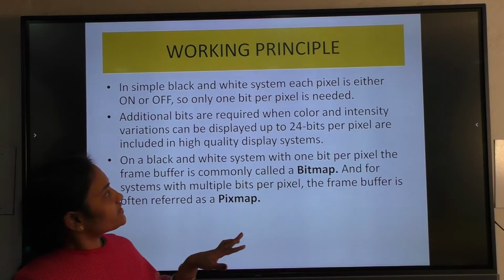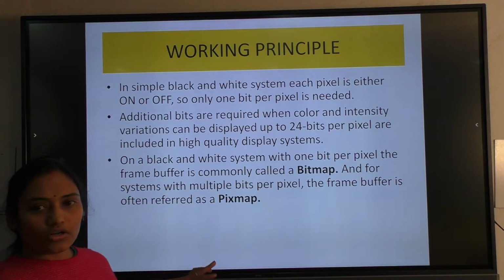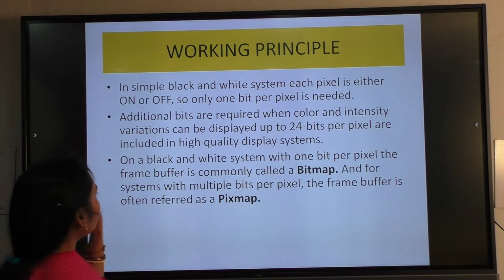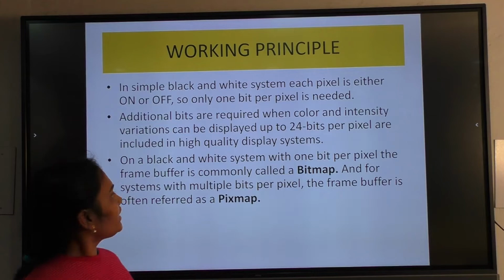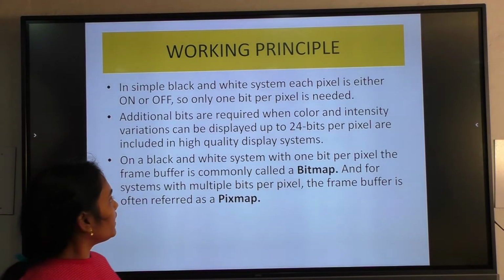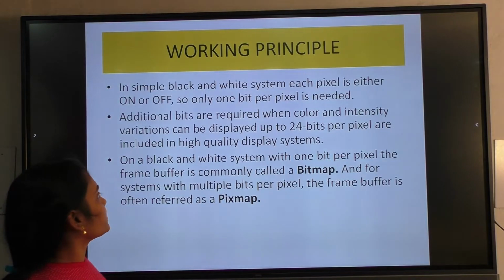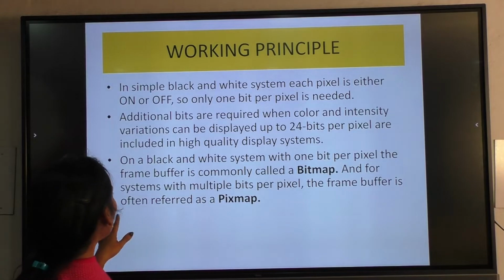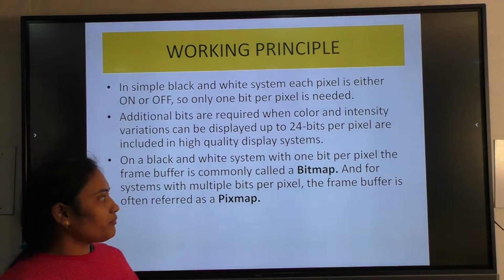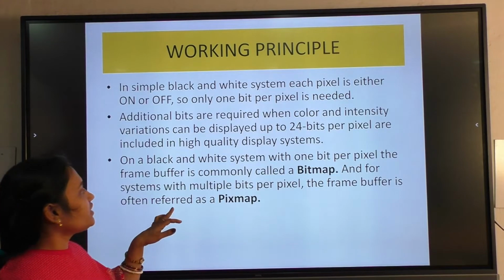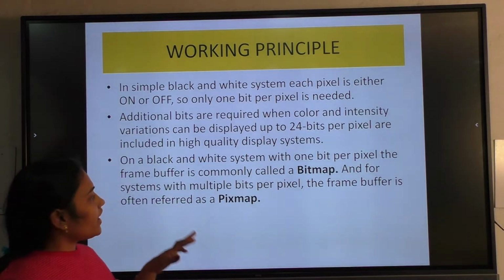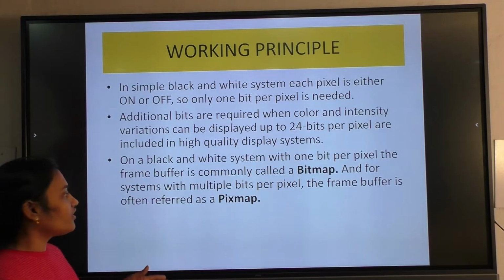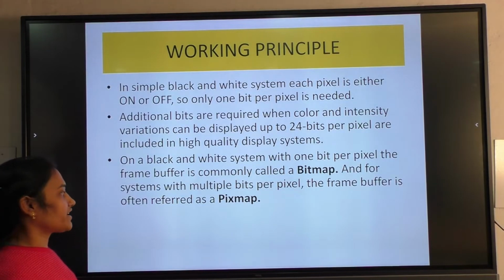In a simple black and white system, each pixel is either on or off, so only one bit per pixel is needed. Additional bits are required when color and intensity variations can be displayed. Up to 24 bits per pixel are included in high quality display systems. On a black and white system with 1 bit per pixel, the frame buffer is commonly called a bitmap. For a system with multiple bits per pixel, the frame buffer is often referred to as a pixel map or pixmap.